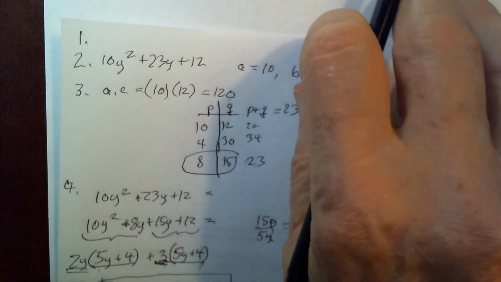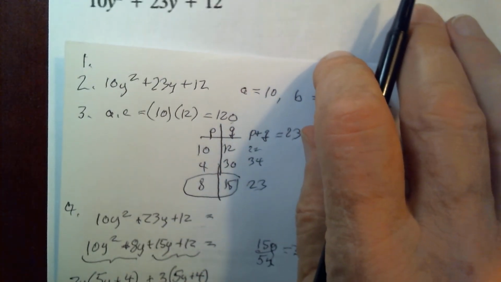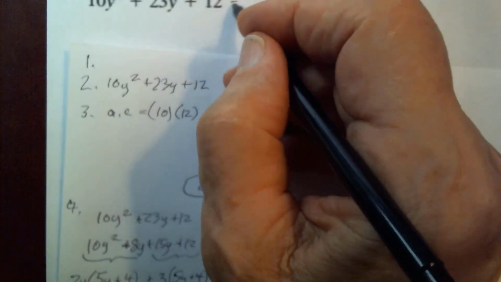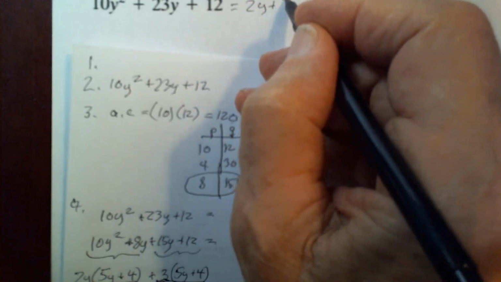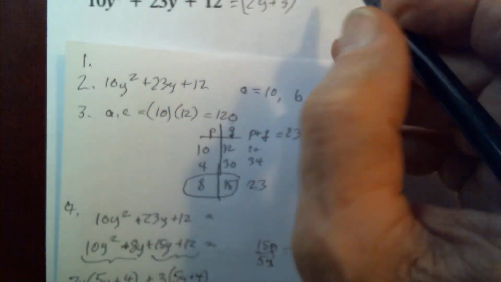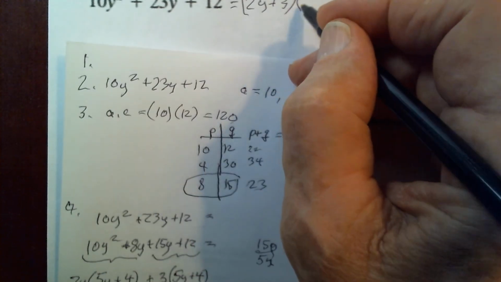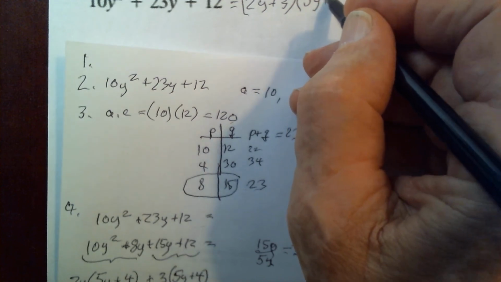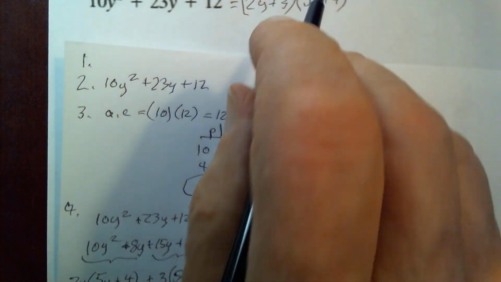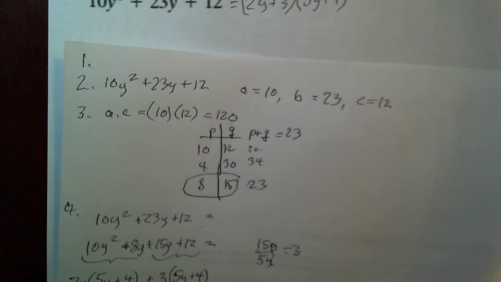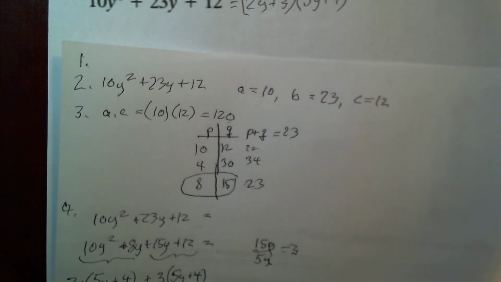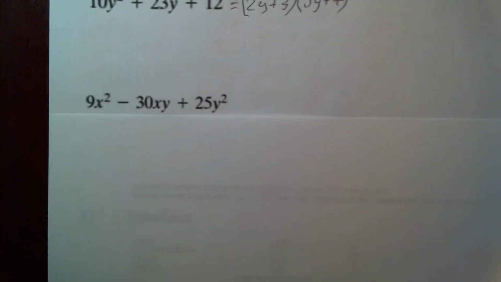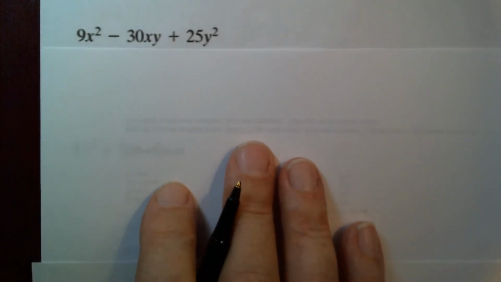So let's write that next to it as the answer. So we have 2y plus 3 times 5y plus 4. As you can see, it's all fairly repetitive, and in order to get some proficiency on that, all it takes is some practice. Let's do the next example.